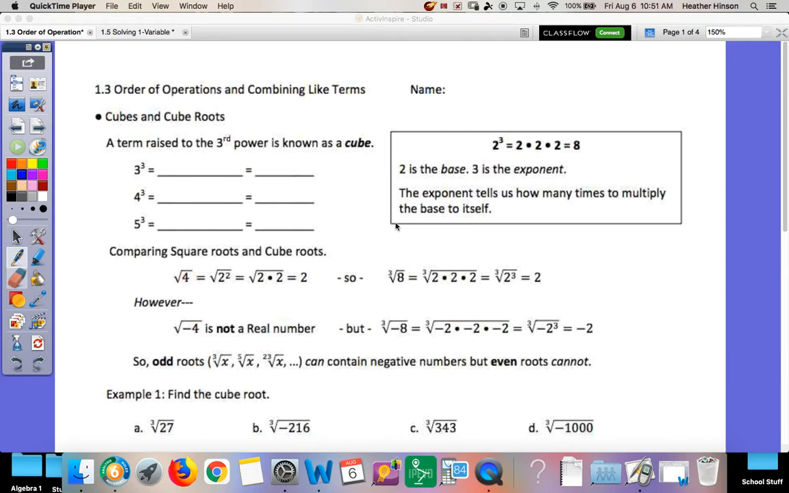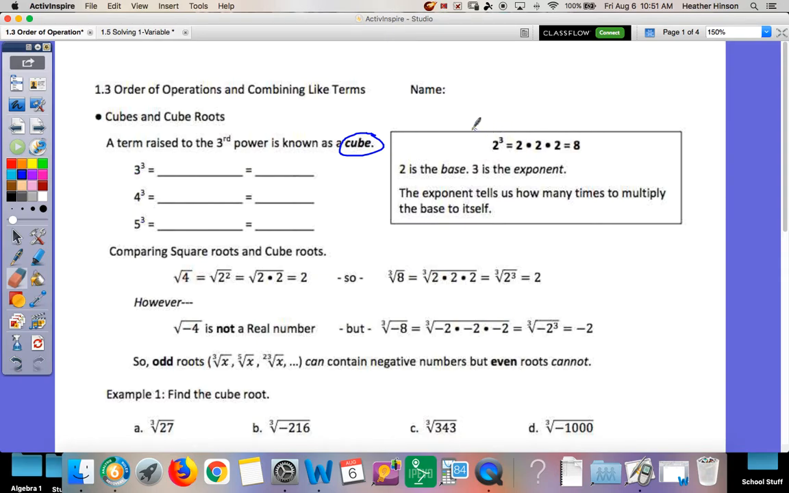Okay, lesson 1.3. We're going to be working with order of operations today and combining like terms. So a little recall on what y'all should know from middle school. When you're raising a term to the third power, that's known as a cubed. So like 3 cubed, 4 cubed, 5 cubed.